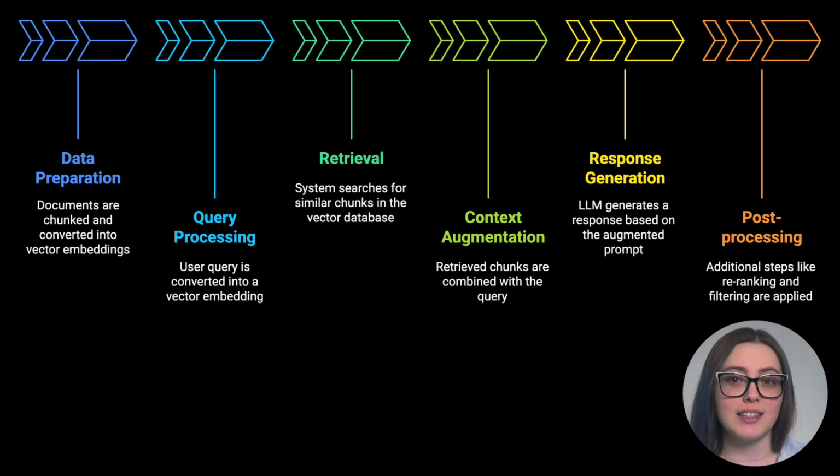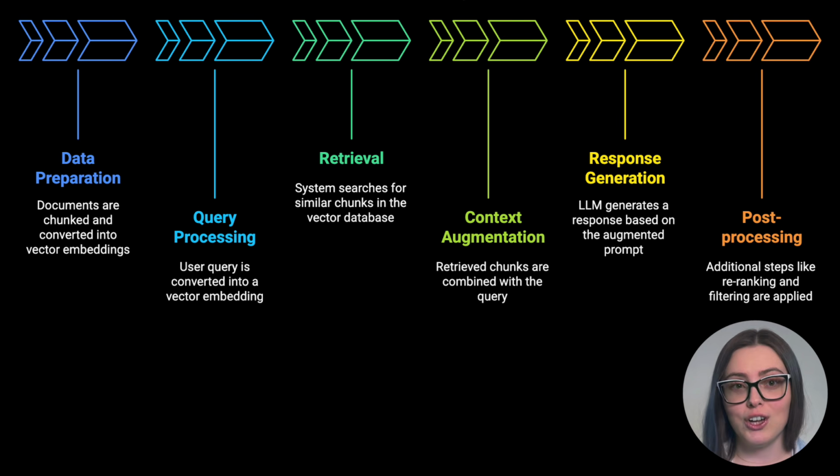When a user asks a question, the query is also converted into a vector embedding using the same embedding model. The system searches the vector database for chunks that are semantically similar to the query embedding. This is typically done using techniques like cosine similarity or approximate nearest neighbor search.